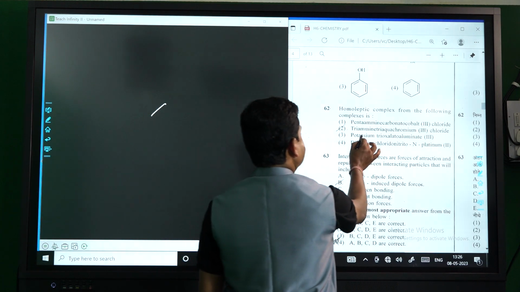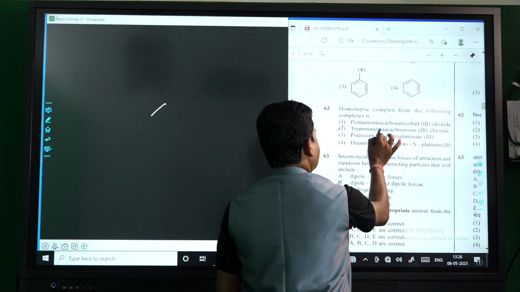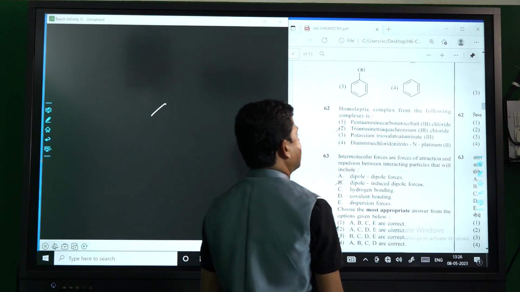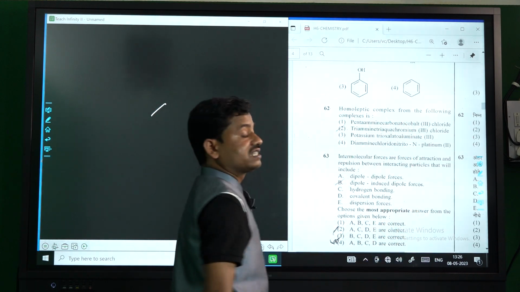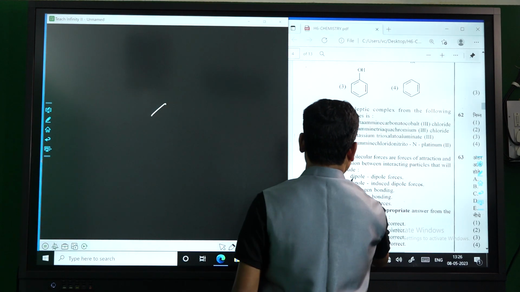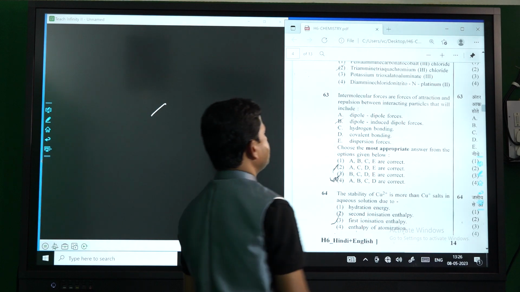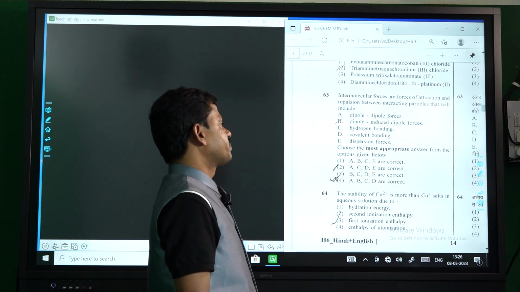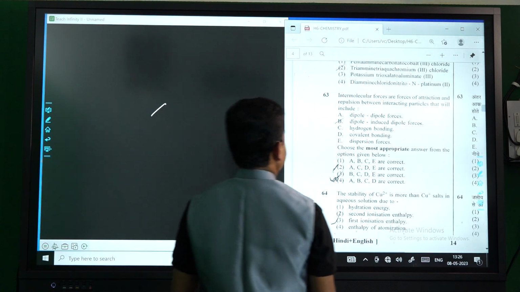So potassium is the counterpart. Tri is the number of ligands. Only one type of ligand is written here, oxalate, and aluminate has the central metal atom. So option 3 is correct. And that question comes from the basic classification of coordination compounds from the coordination chapter of 12th class.